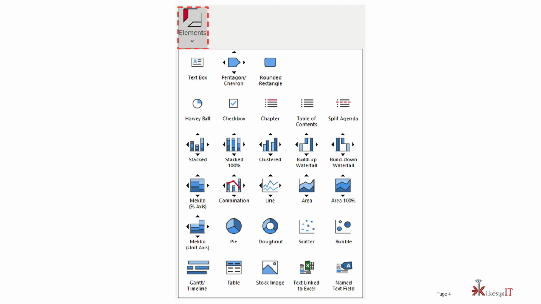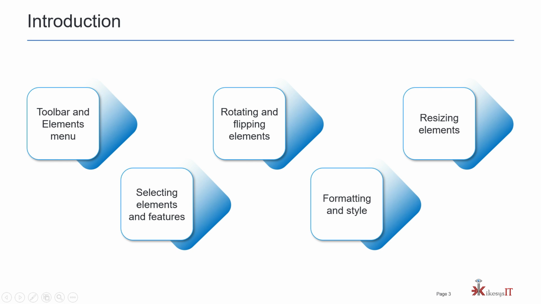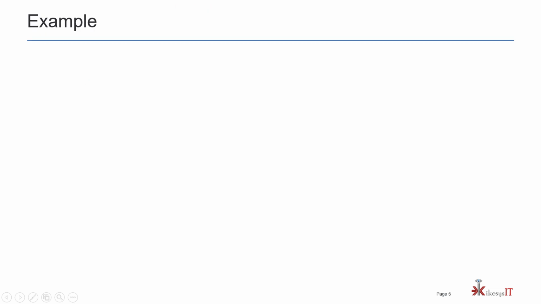Now, I have already discussed the elements that are in ThinkCell. So when you click on the elements menu, these particular charts and elements will appear. First of all, I will take an example of a single chart and let you know about the toolbar and elements, rotating and flipping of elements, and all these I will cover in today's session. So let's get started. I have taken a blank slide and let's start with our first chart.